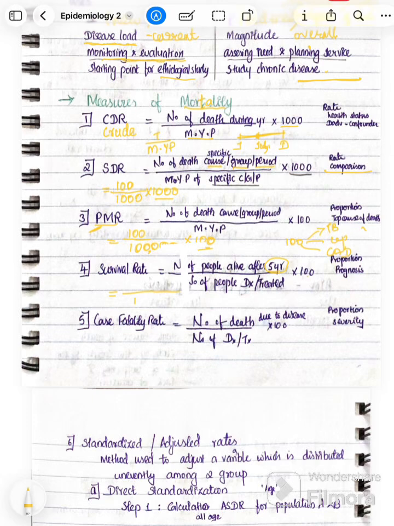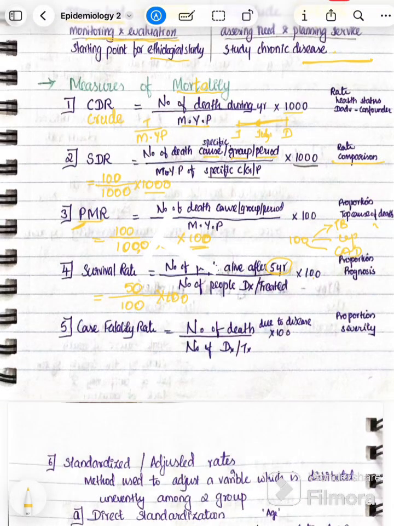Suppose 100 people are diagnosed as having TB, out of which only 50 people are alive after 5 years of treatment. This will be the survival rate. Survival rate tells the prognosis of the disease, how long we can survive. And case fatality rate tells the severity of the disease. Suppose we have 100 TB patients diagnosed, out of that 20 people died. So among diagnosed, how many died is case fatality rate.